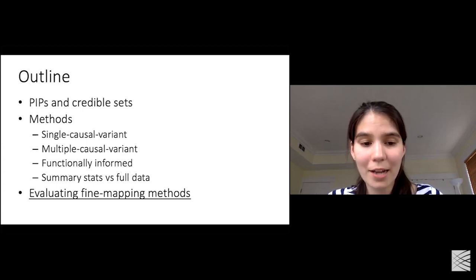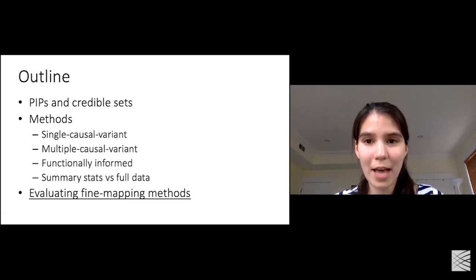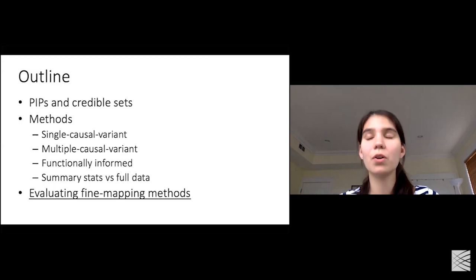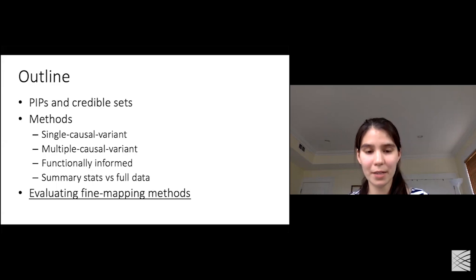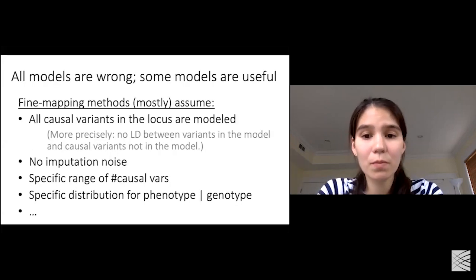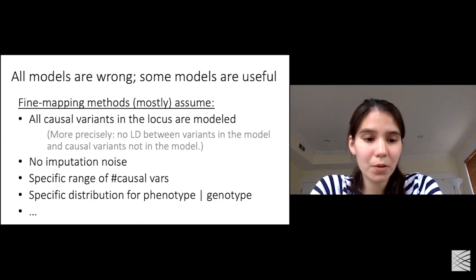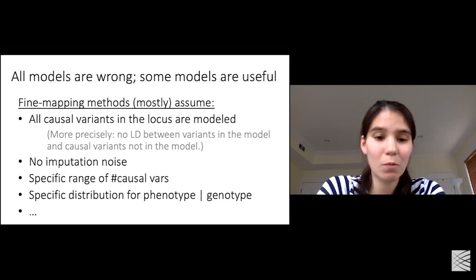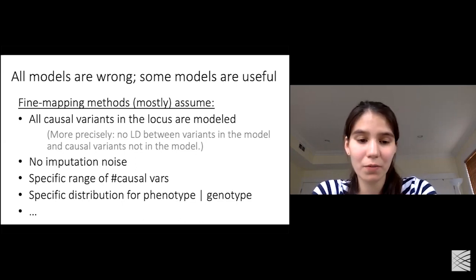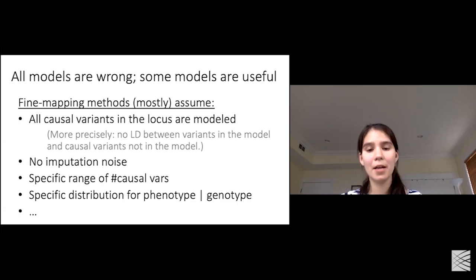Just to say the high level of evaluating fine mapping methods is that it's important to try to break them in all of the ways that we think they're broken. I'll show you just this one slide. Fine mapping methods tend to assume that all the causal variants in the locus are modeled, there's no imputation noise, you have exactly between 1 and 5 or 1 and 10 causal variants, and that your phenotype is normally distributed conditional on your genotype, things like that.